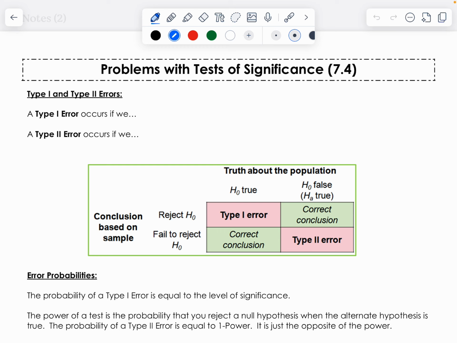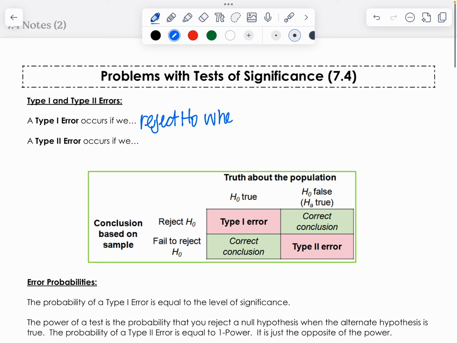And so a type 1 error occurs if we reject the null when it was actually true. All right, so this would be if we reject the null hypothesis in favor of the alternate, but we should never have rejected because that null was actually true.